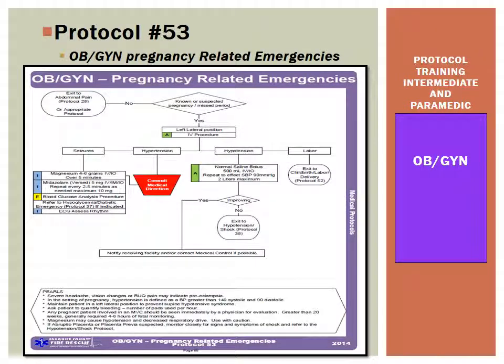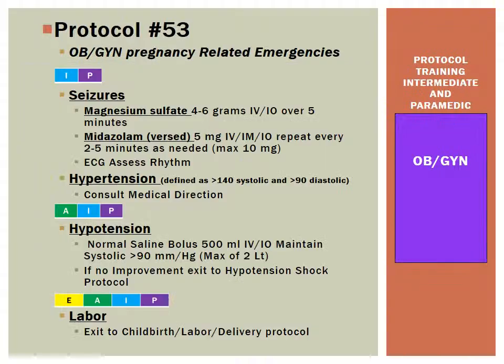Protocol 53 is our OBGYN pregnancy-related emergencies protocol. Okay, so protocol 53, there's a few questions we need to ask. Is our patient actively seizing? If our pregnant patient is seizing, we're going to administer mag sulfate at 4 to 6 grams IV-IO over 5 minutes, and follow that with midazolam or Versed at 5 milligrams IV-IM-IO. Repeat every 2 to 5 minutes as needed to a max dose of 10 milligrams. Also, we need to obtain an ECG.